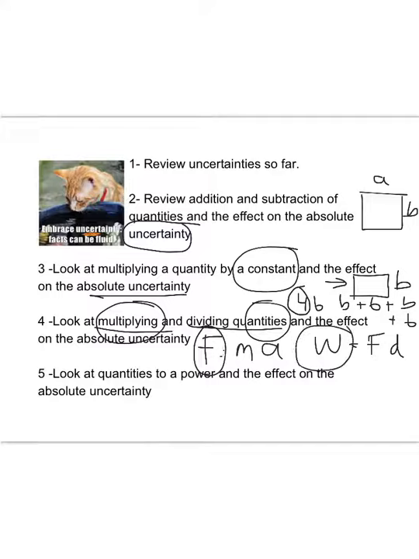And then right at the end, we will work out quantities to a power. For example, when you're working out the area of a circle, which is pi r squared. What is the uncertainty in our area? How do we work that out? So those are the 5 things we're going to be looking at.